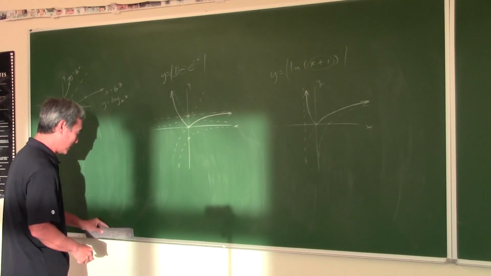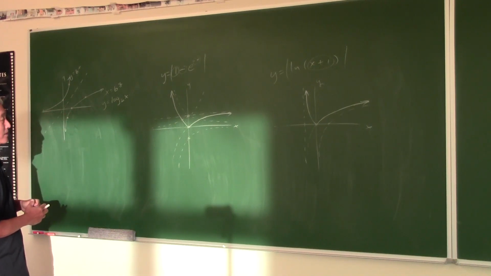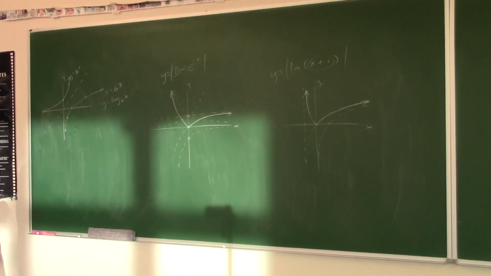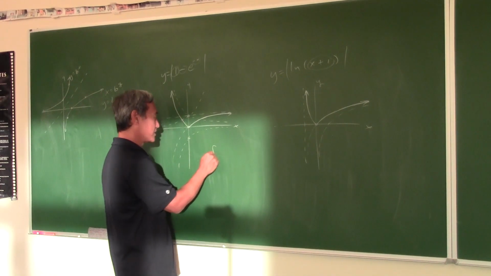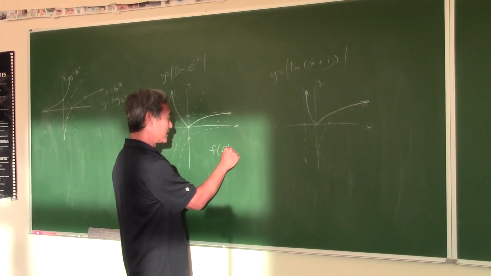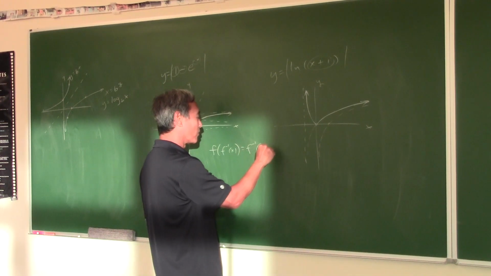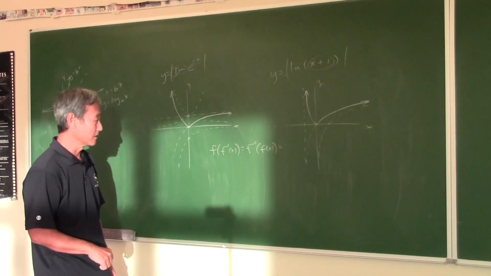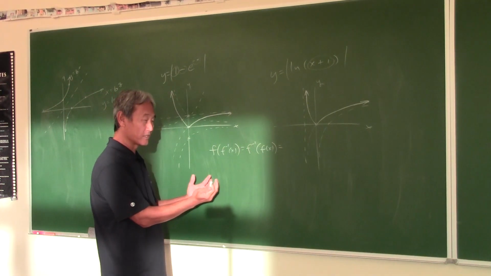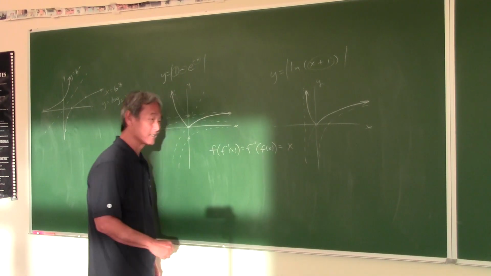Now, what is the relationship between this graph and this graph? Well, they're inverses of each other. And what do we know? If two functions are inverses of each other, what happens when you plug one into the other? It really doesn't matter what order you do it in. We learned this in the function chapter. If two functions are inverses of each other, you plug one into the other, you will always get x.